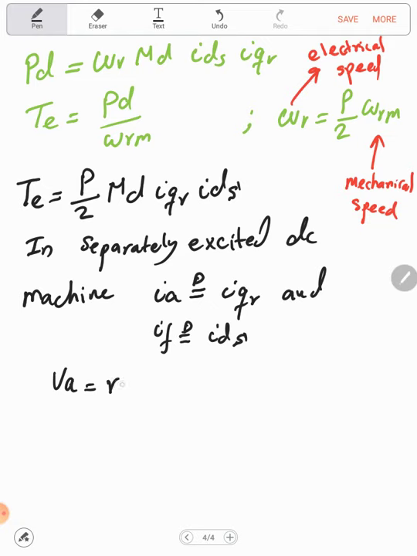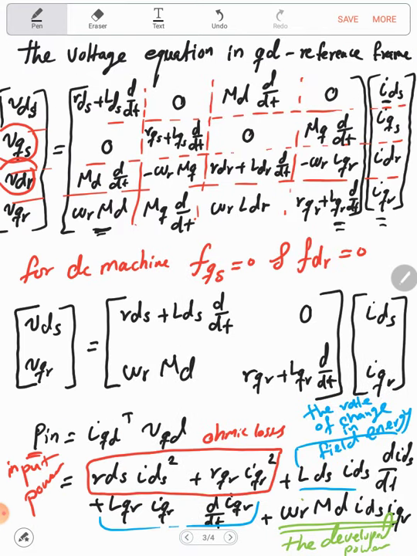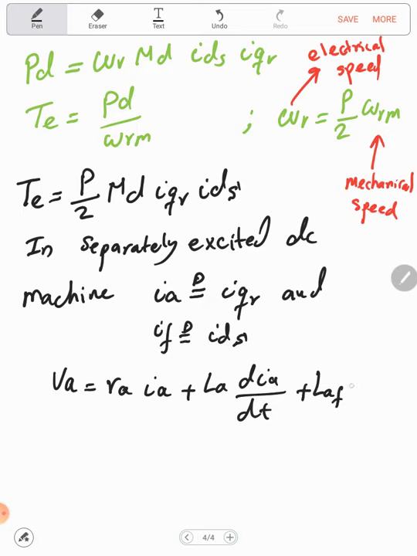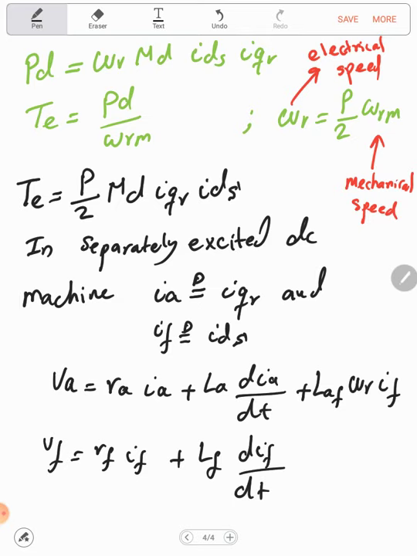So this means that VA will equal RA IA plus LA d IA by dt plus certain inductance, which is the LAF, the mutual inductance between the armature and the field, which is the MD here, multiplied by omega R IF, and VF will equal RF IF plus LF d IF by dt.